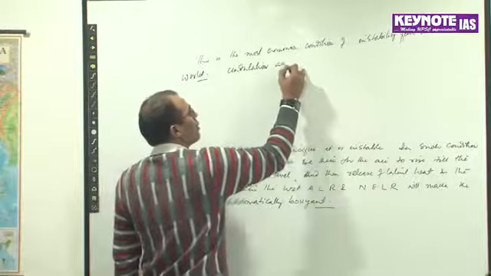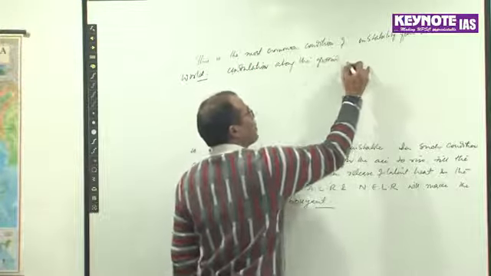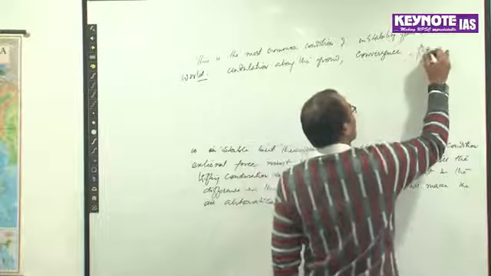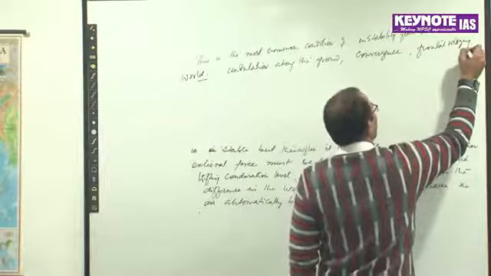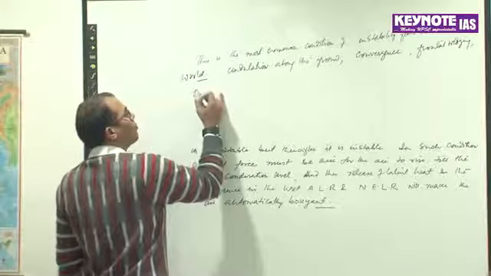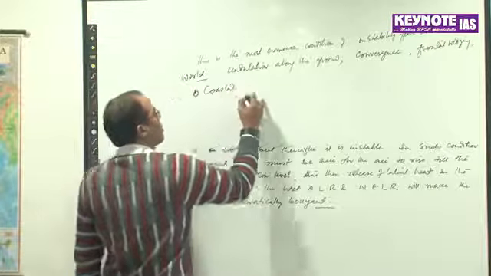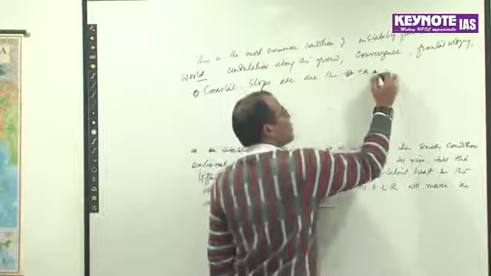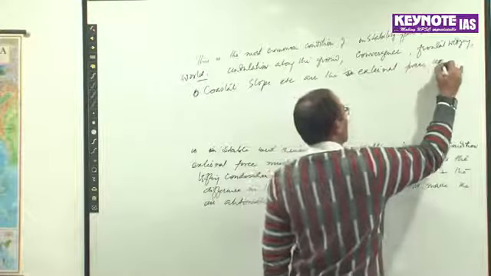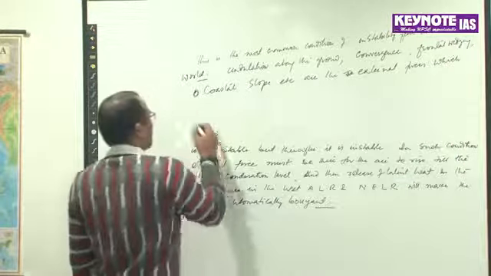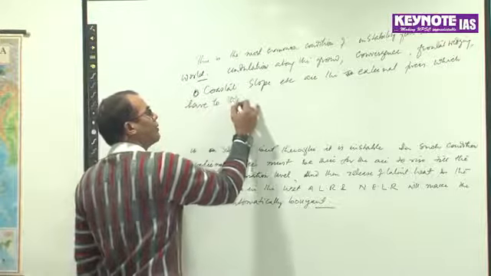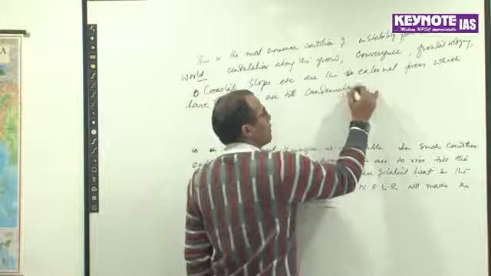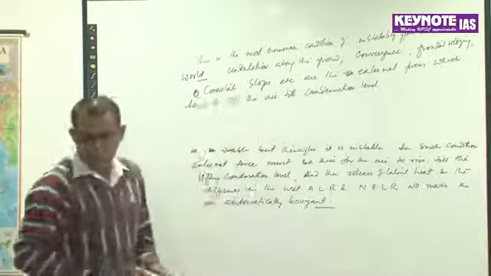Undulation along the ground, convergence, frontal wedging, coastal slope, etc. are the external forces which have to lift the air till the condensation level.